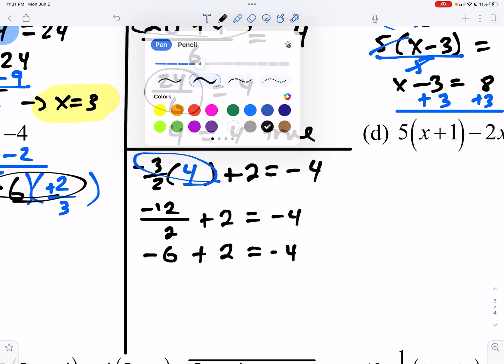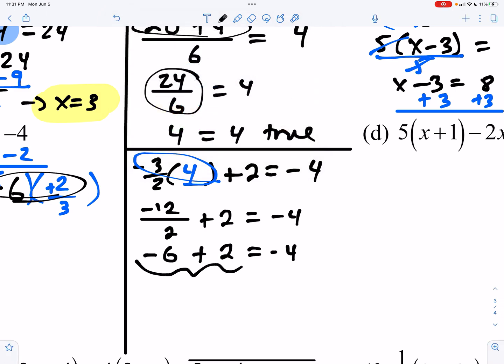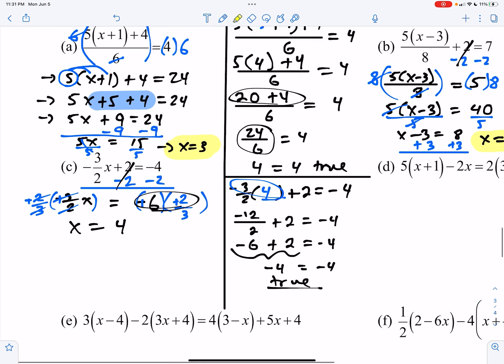Now, taking a look at that part, negative 12 divided by 2 is negative 6, plus 2 equals negative 4. And finally, negative 6 plus 2 is negative 4, which equals negative 4. That is a true statement, which tells us that x equals 4 is the solution to the equation.